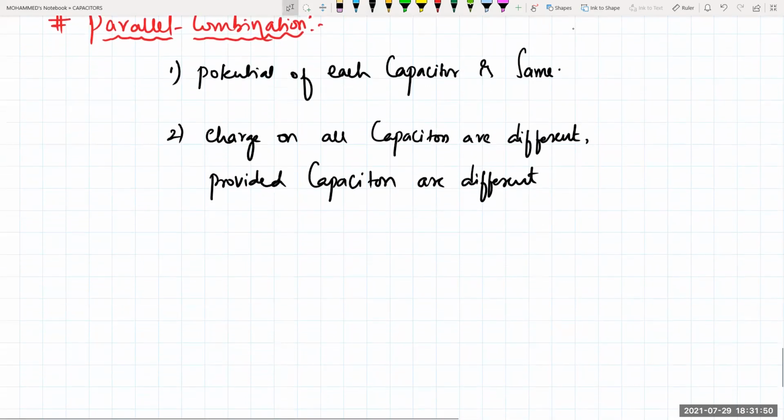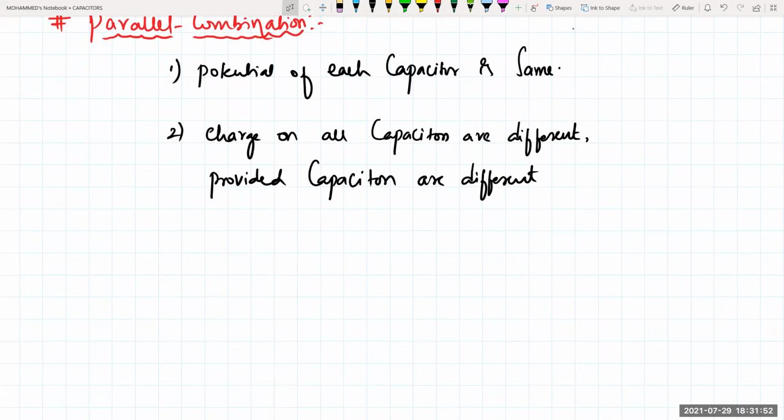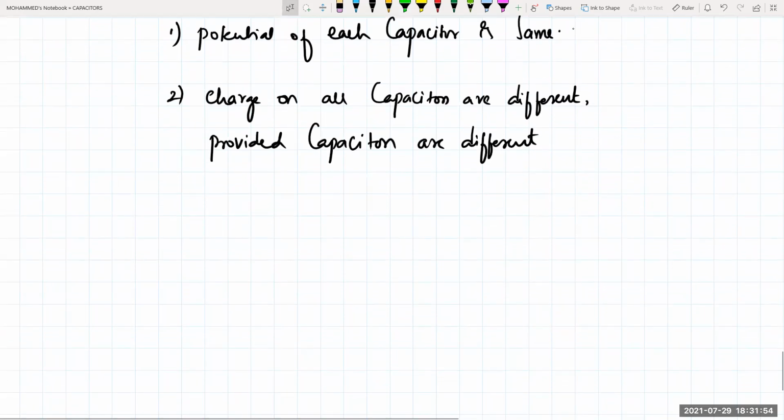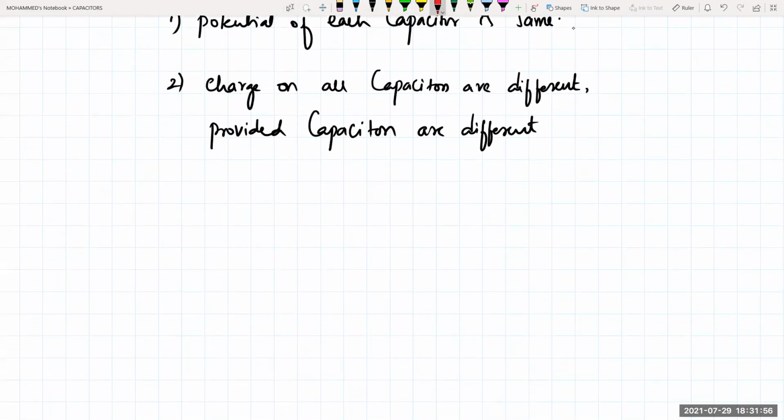And when the capacitors are in parallel, they can be replaced by a single capacitor. For example, the combination is given like this: there is one capacitor like this, and one capacitor above the other. Everything will be connected to one single plate like this.